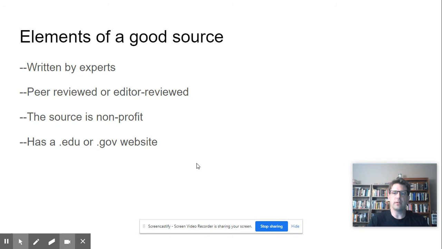So, are they a reporter? Are they an expert in the field from having worked in it? Are they a professor? Something like that. The other thing you want to look for is a little note in there: peer-reviewed or editor-reviewed. Peer-reviewed is better. So if you have two sources, one is peer-reviewed and one is editor-reviewed, you want to go with the peer-reviewed. And why?